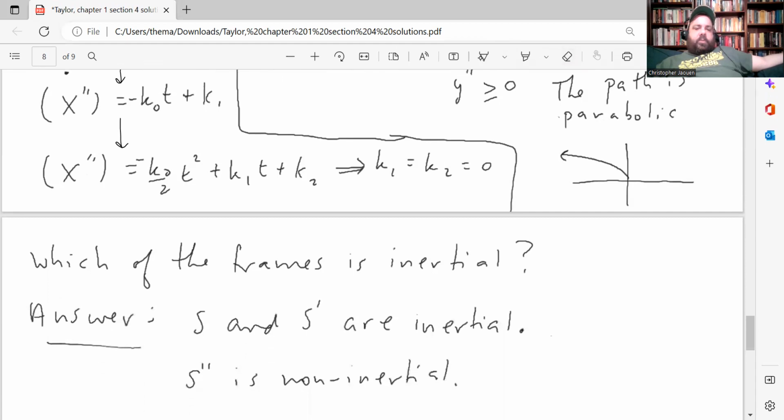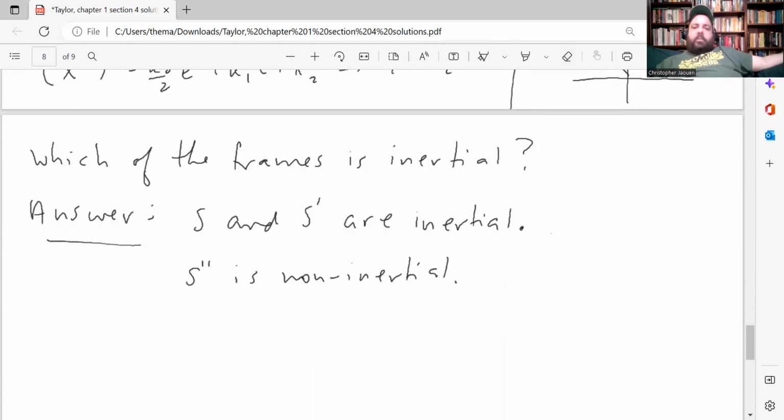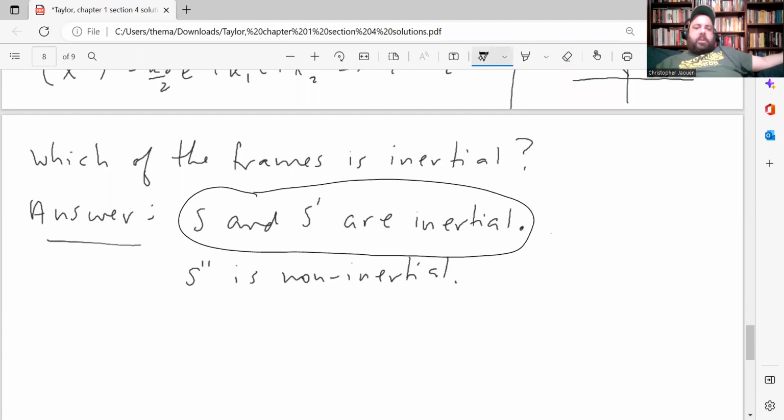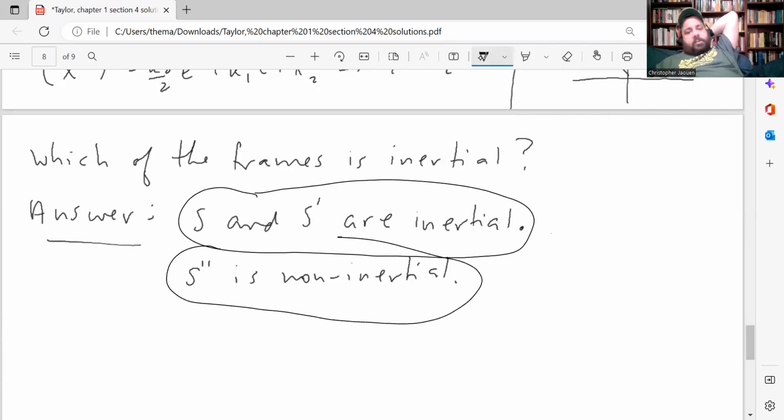Right, last part: which of the frames is inertial? Well, S and S prime are inertial because the motion of the puck satisfies Newton's first law, the law of inertia, whereas S double prime does not. So S double prime is non-inertial.